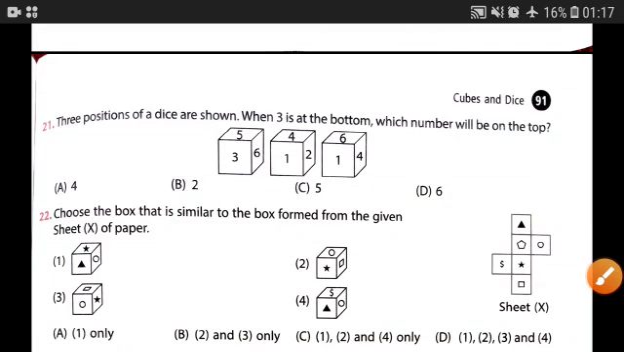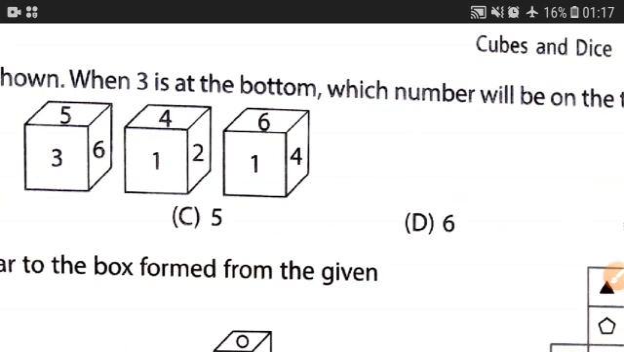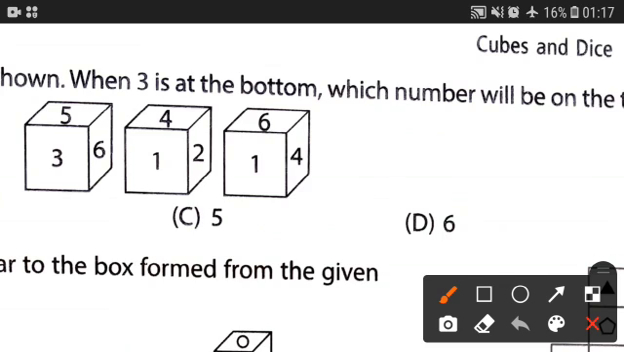Okay, now moving to the next question, that is question number 21. Three positions of a dice are shown. When 3 is at the bottom, which number will be at the top? So we have to tell that when 3 will be at the bottom, what will be its opposite? We have to tell what will be at its top.